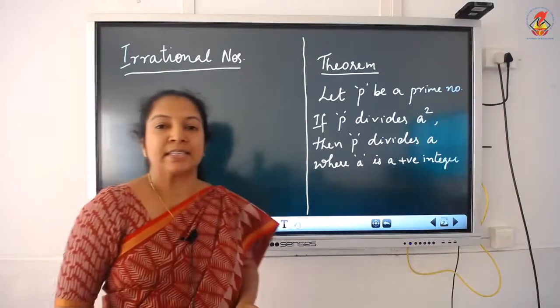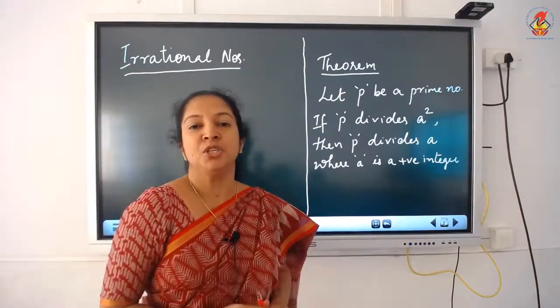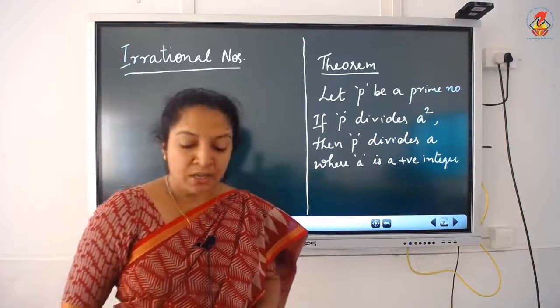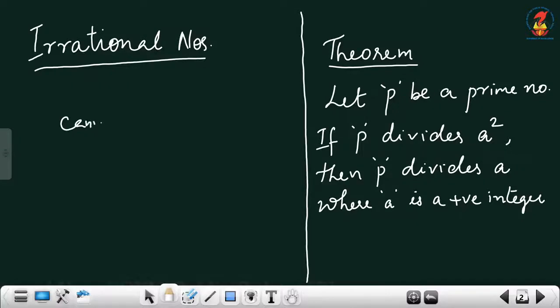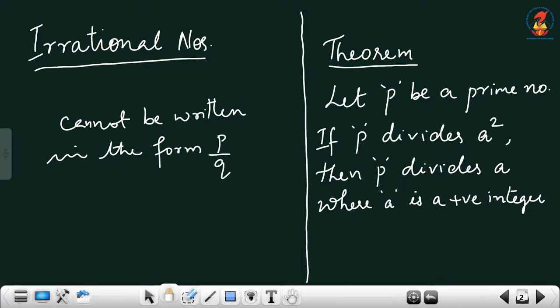Irrational numbers. Numbers that cannot be written in the form p by q, where p and q are integers and q not equal to 0. Examples are root 2, root 3, pi, etc.